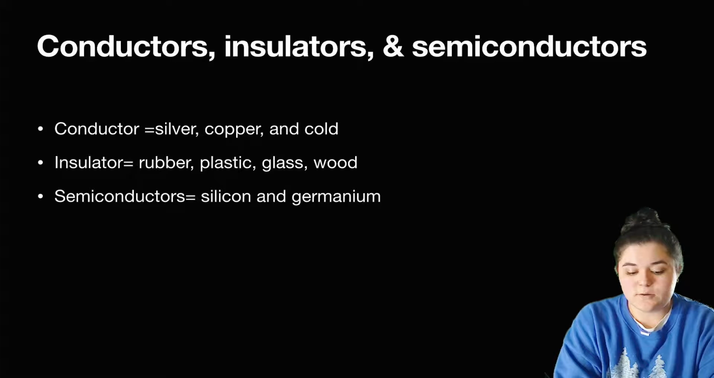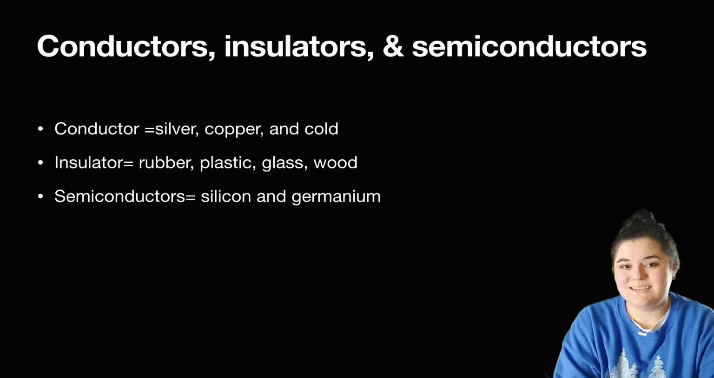Semiconductors are materials that are neither good nor bad conductors or insulators. Two examples of that are going to be silicon and germanium. They contain 4 valence electrons, and when they are heated, their resistance decreases.